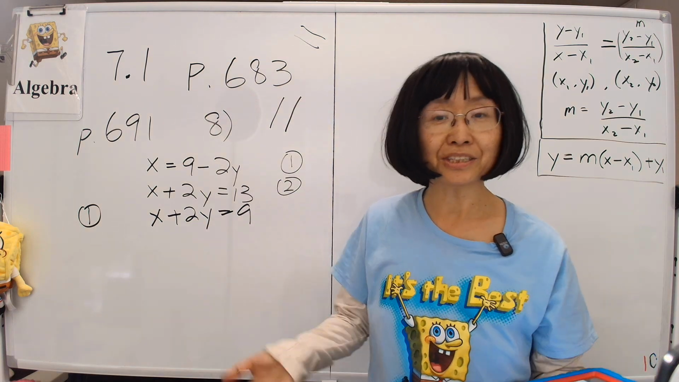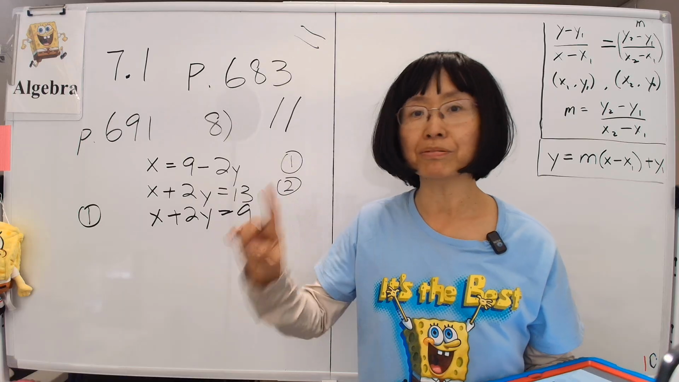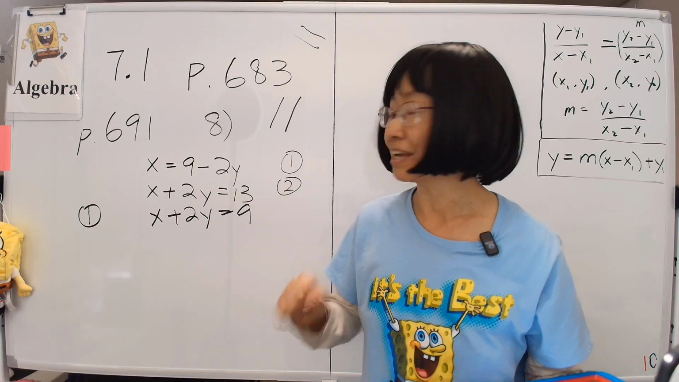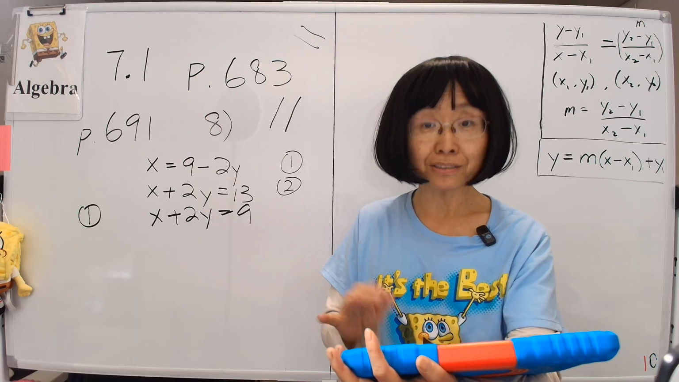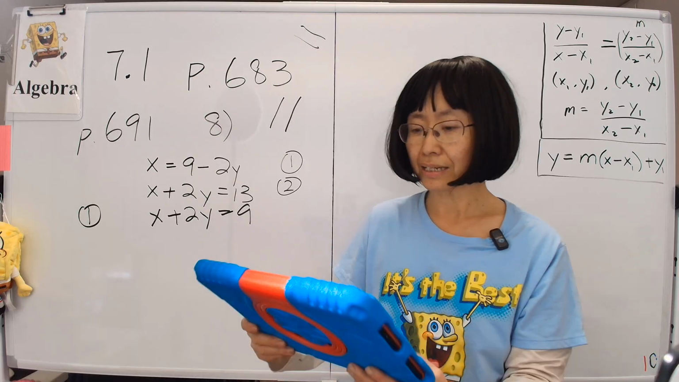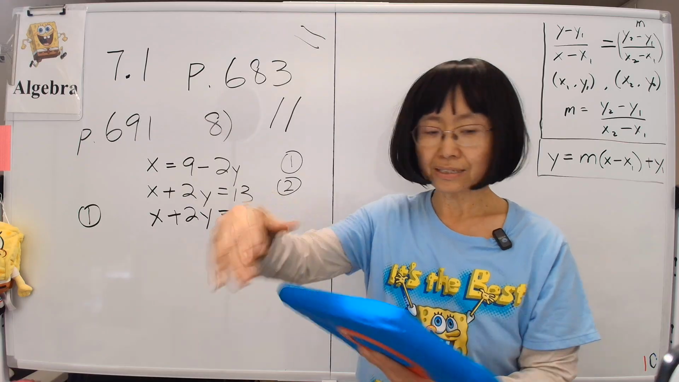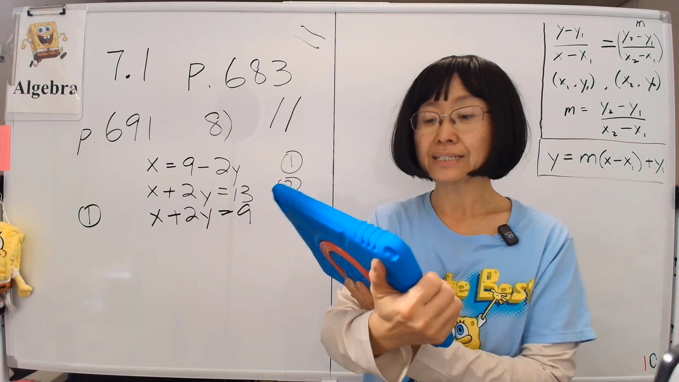Because if you have a solution, then that solution will prove that 9 equals 13, which is not acceptable in the math that we know. So therefore, no solution exists. So next, let's look at the next example. Next, let's look at example 9.